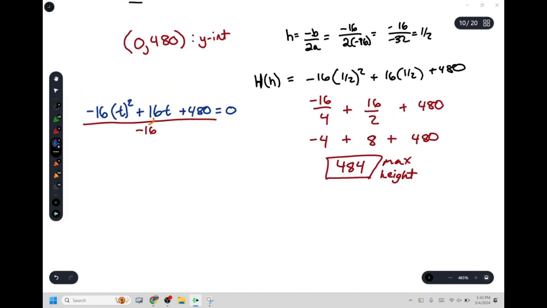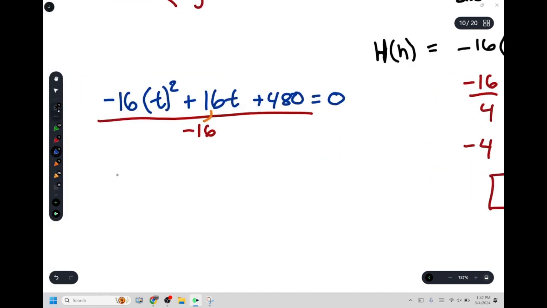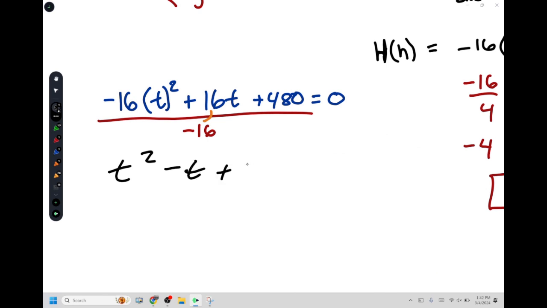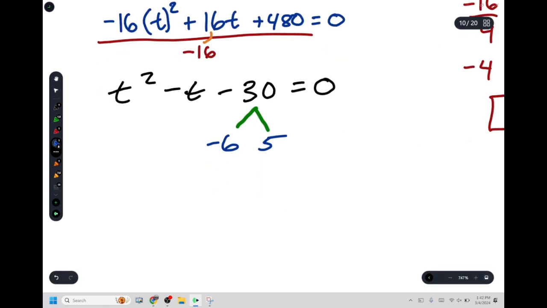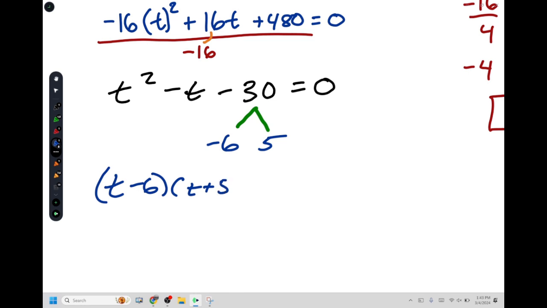So we're left with... Let's power through. T squared minus T minus 30. And does 30 break down nice and neatly? Should. Negative 6 and 5. And so T minus 6, T plus 5, which means T equals 6 and negative 5.